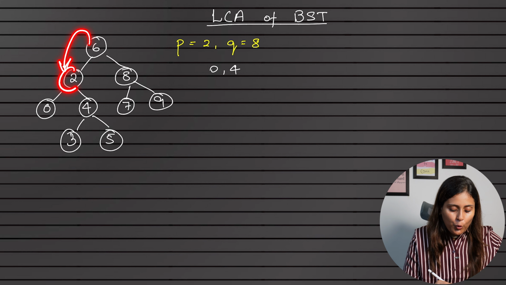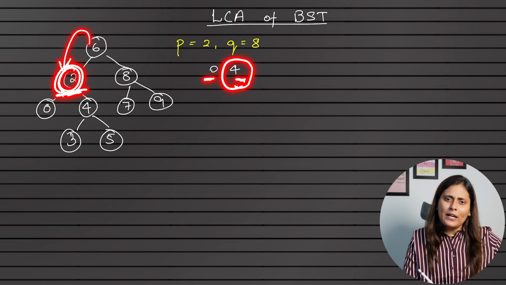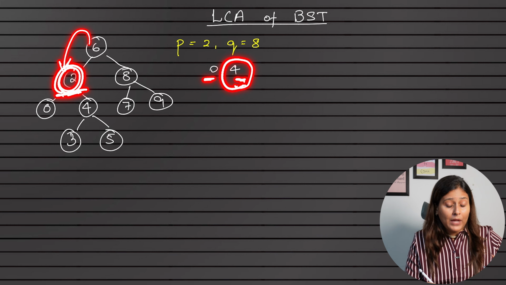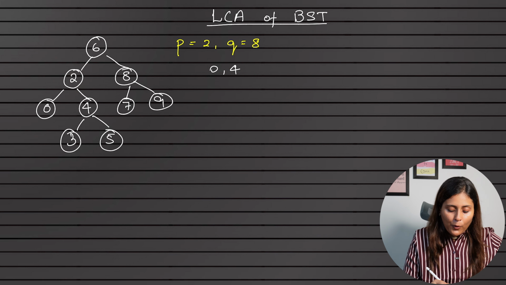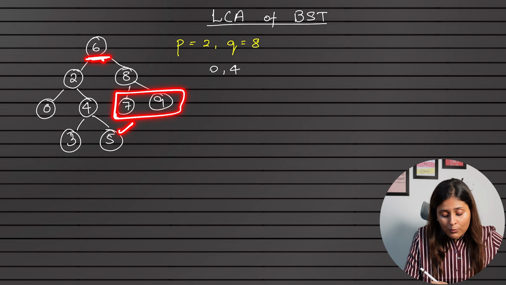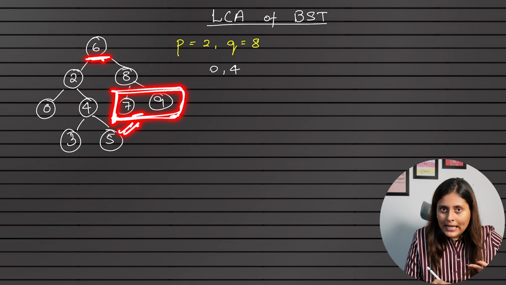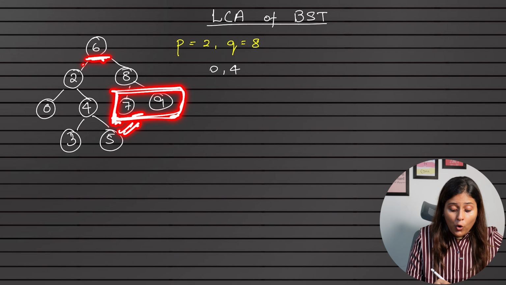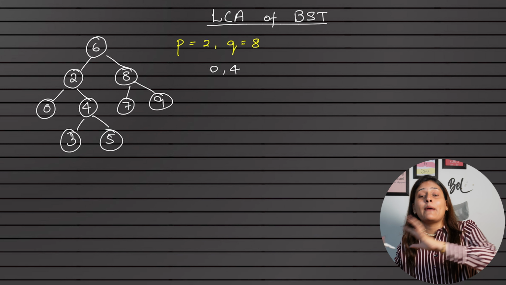Now we'll move on to 2. We are at 2. What were the nodes? 0 and 4. So we'll see, is my 2 greater than the maximum, which is 4? No. It means 4 does not lie towards the left side. Now, is my 2 smaller than 0? Why am I saying this? Because suppose for 7 and 9, 6 will be smaller than the smallest of P and Q. Between 7 and 9, what is the smaller? 7. So if my node is smaller than the minimum of P and Q, it means both numbers lie towards my right side.